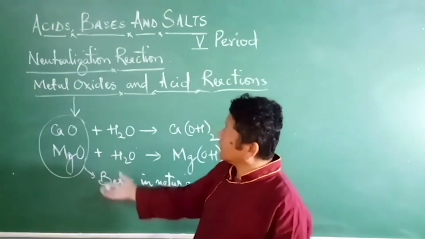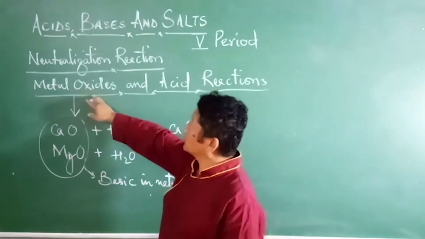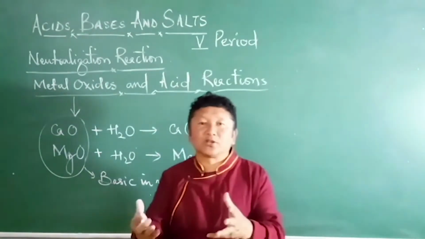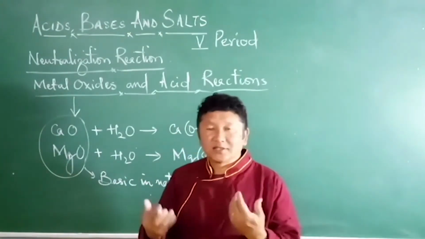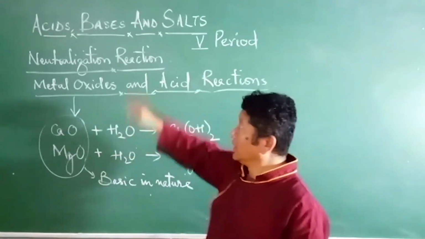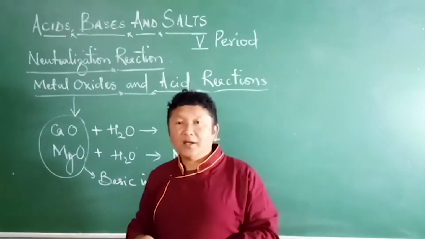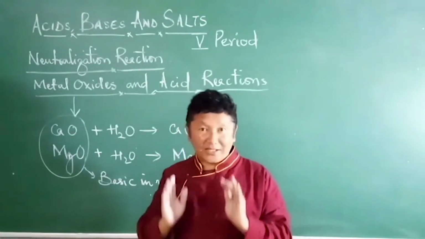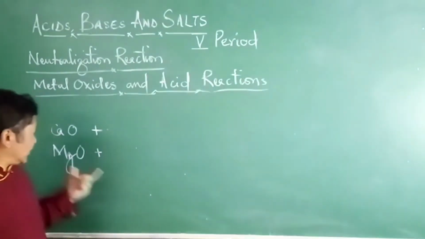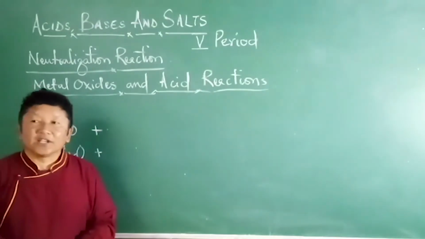The metal oxide, the base effect. Metal oxide, when it reacts with acid, base reacts with acid. This is a neutralization reaction. And whenever metal oxide reacts with acid, there is a formation of salt and water. Metal oxide is basic in nature.